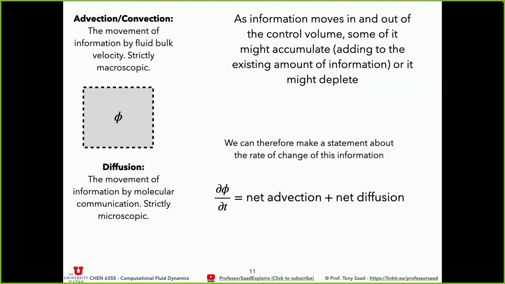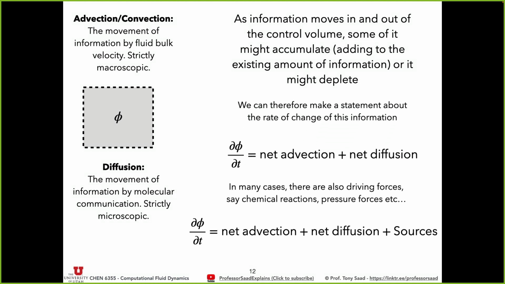But if the net effect of advection and diffusion is going to draw things out of the control volume, then d phi by dt is going to be negative. It's going to decrease over time. If the net effect of advection and diffusion is to bring in more info to the control volume, then d phi by dt is going to increase. If the net effect is 0, then it's not going to change. d phi by dt is going to be 0. Okay?